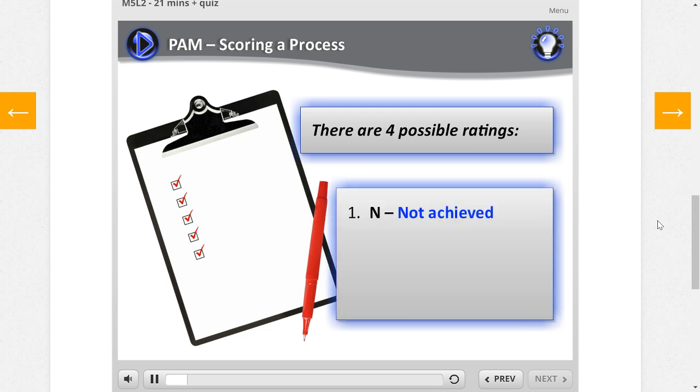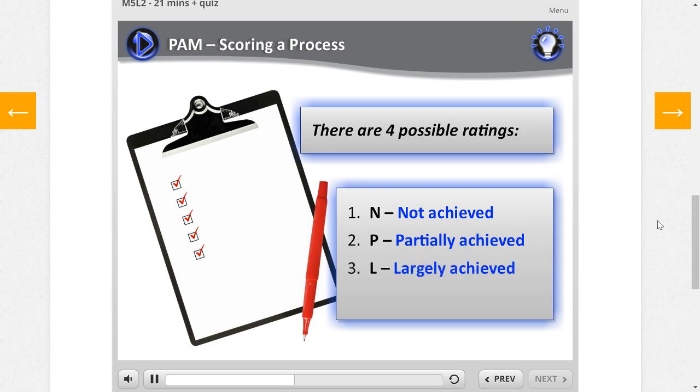N. Not achieved. There is little or no evidence of achievement of the defined attribute in the assessed process. P. Partially achieved. There is some evidence of an approach to, and some achievement of, the defined attribute in the assessed process. Some aspects of achievement of the attribute may be unpredictable.